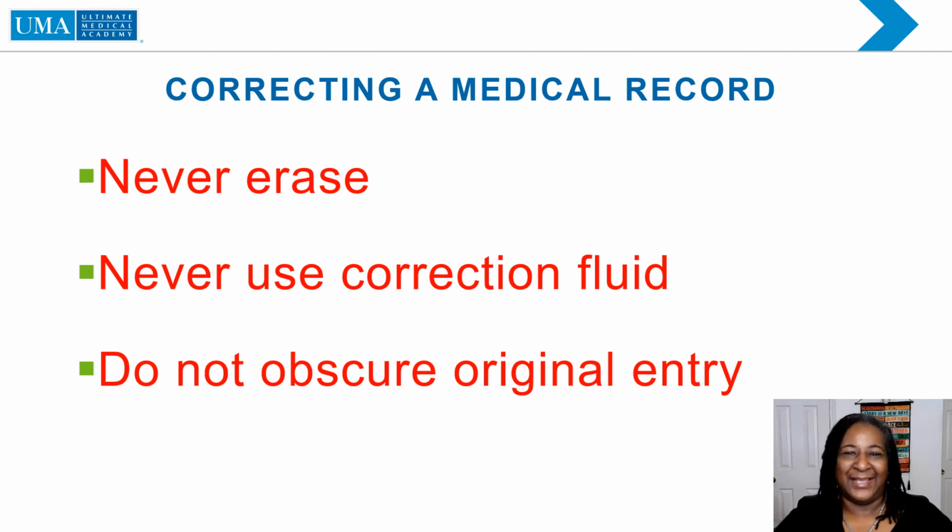Now we're getting to correcting a medical record. Remember when we mentioned that medical records are used by insurance companies, the provider could be going to court, or the records could be going to court, or if it's for workers' comp, everything needs to be viewed, even mistakes. So when a mistake is made in a record, never erase it. Never use correction fluid. And do not obscure the original entry. Don't scribble it out. But there are ways to correct a record without doing any of that.